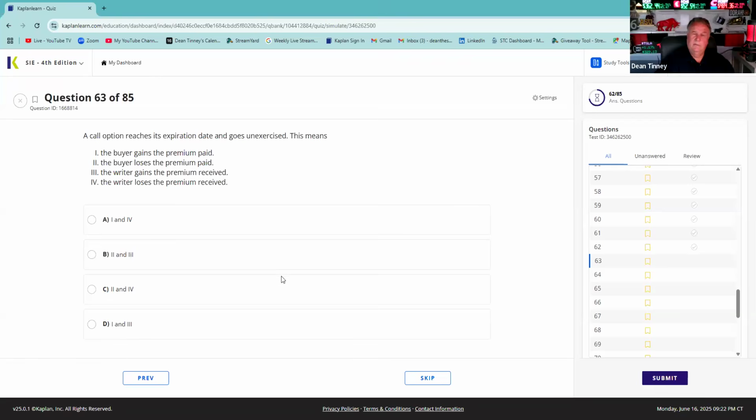Right. When you buy options, the worst case is you lose your money. When you sell an option, the best case is you agree to be a potential victim. Nobody victimizes you and you keep the money. 2 and 3.